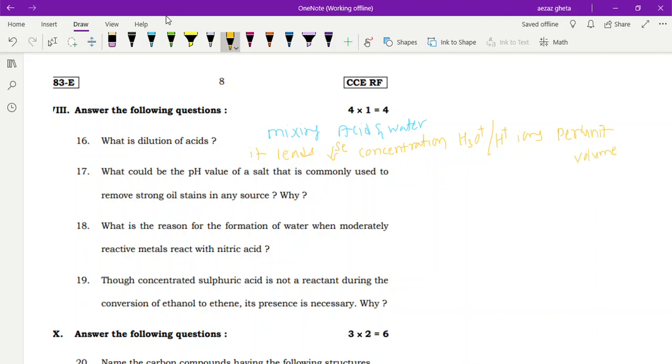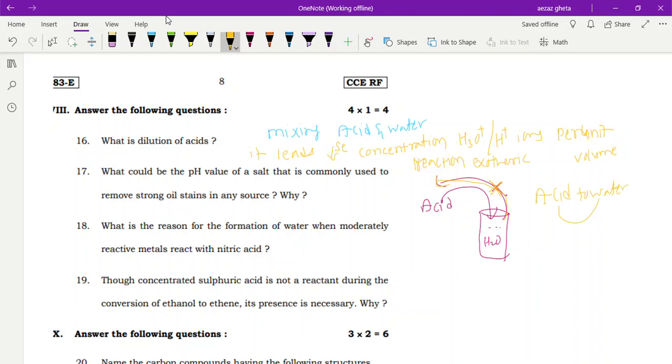whenever you mix acid with water, you should mix acid in water. Okay, acid should be added in water. Never add water in acid. The reaction is highly exothermic. And if you add acid into water, that too you should add slowly, drop by drop, acid into water. Okay.